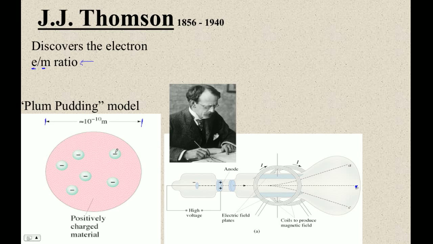So if atoms are neutral, and electrons are negatively charged, then there must be something positively charged to add to the negative charge and make it neutrally charged, right? And so he imagined that there was this positively charged material, and in that pudding of positively charged material, there were these little negative plums, right? So electrons play a big role in his atom because he discovered electrons, right?